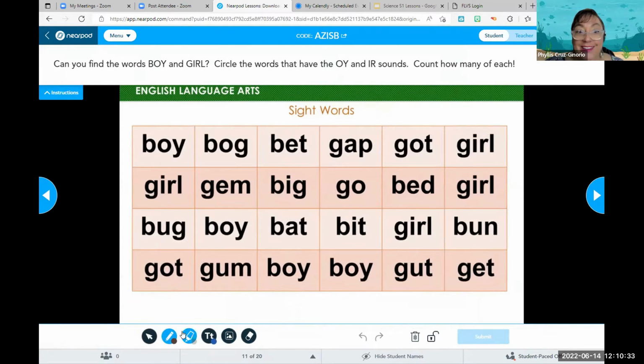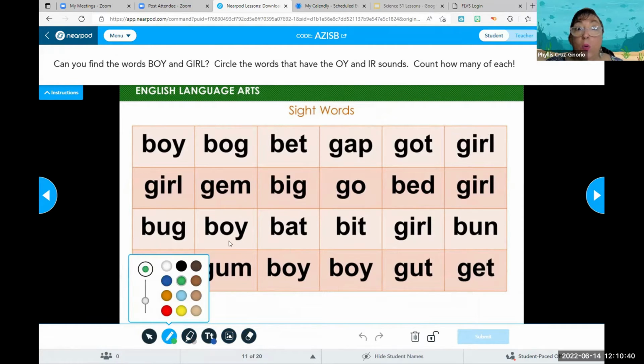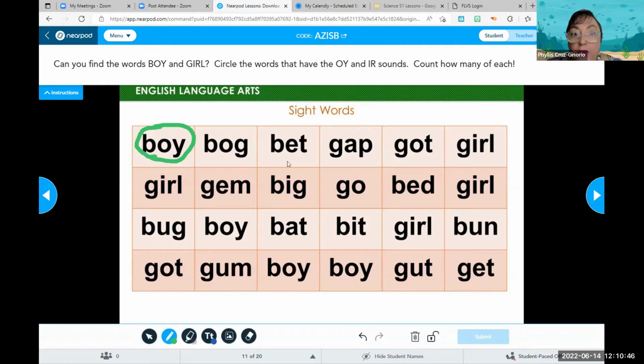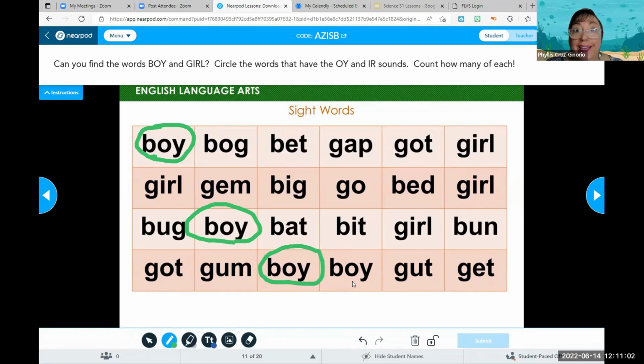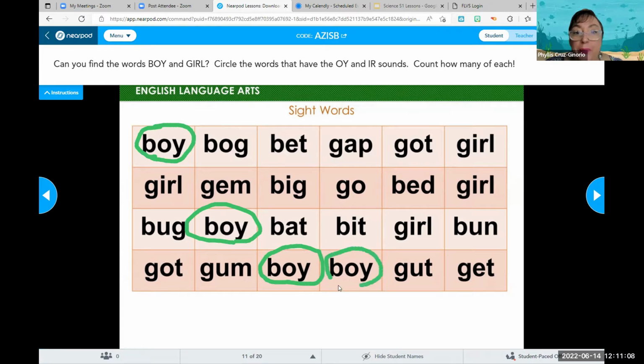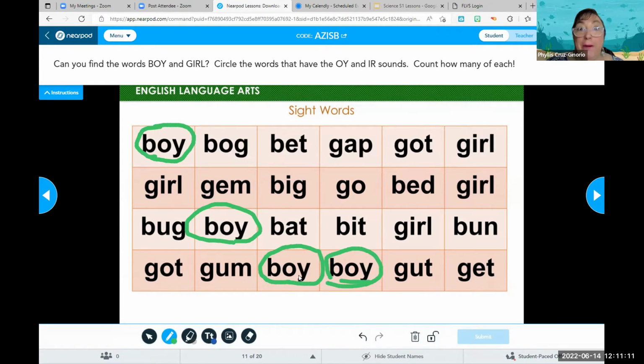All right, on your mark, get set. See if you're faster than me. I'm going to circle all the words that have the oink, oink, oink. Here we go. Nope. No, no, no. Boy. No, no. Oh, found another one. Boing, boing. And try one more. Oh, I found another one. Boing, boing. Awesome. How many did you count? Yeah, I got 4.